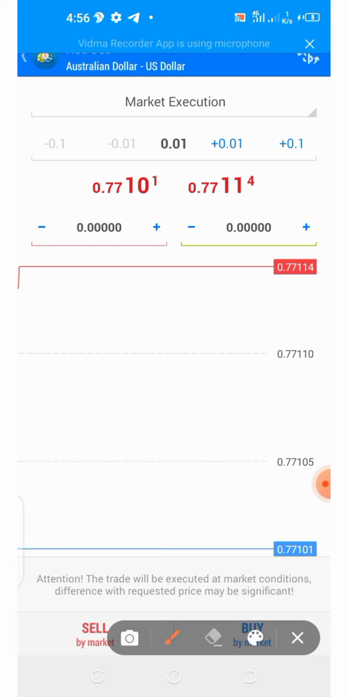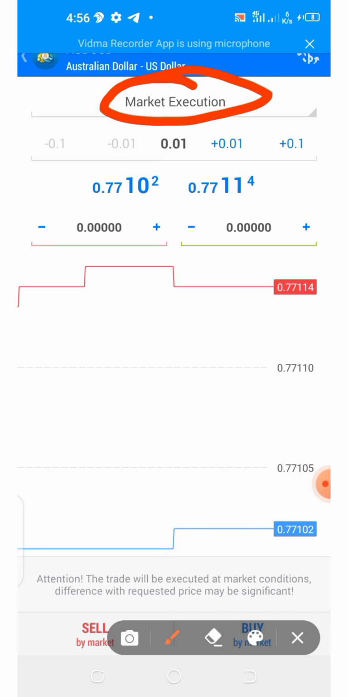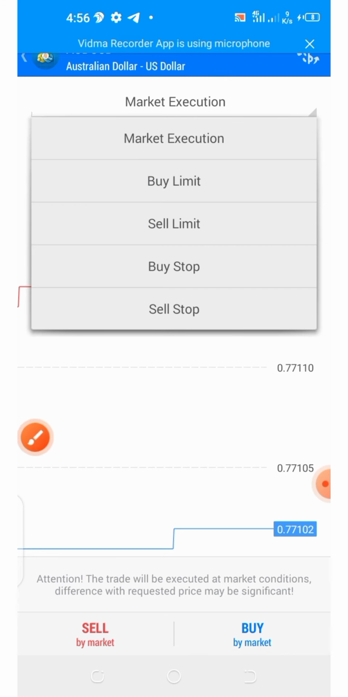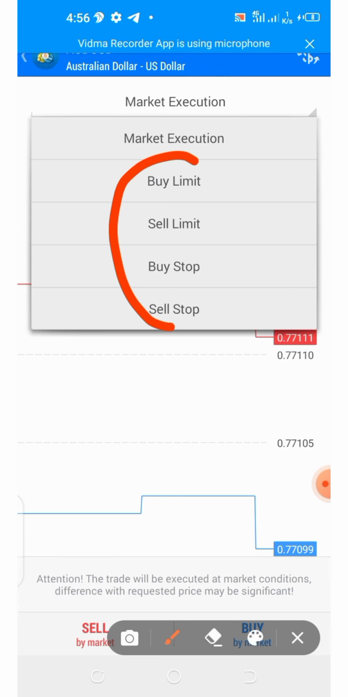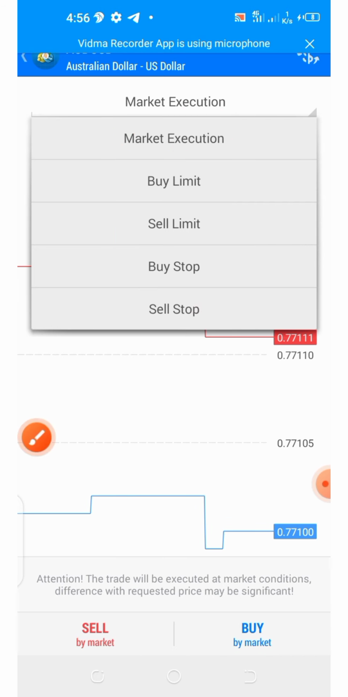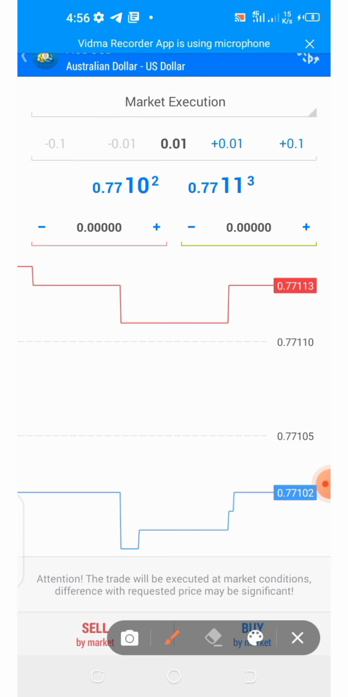When I click on the box, it opens, and then when it opens, you look here. This is actually market execution. If you want to place a market execution order, or if you want to place a pending order, click on it. When I click on market execution, the pending orders open. These are the pending orders. You can choose the pending order that you want, and this is market execution. We're not going into pending orders today. You choose the kind of order you want to place.